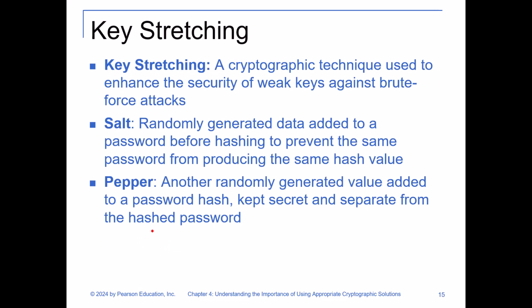Key stretching. This is a cryptographic technique used to enhance the security of a weak key against brute force attacks. Again, salt will be randomly generated data added to a password before hashing, typically per user. Pepper is another randomly generated value added to a password, and it's normally done by groups. You could say all accounting groups will have this pepper, and each user will have a separate random salt.